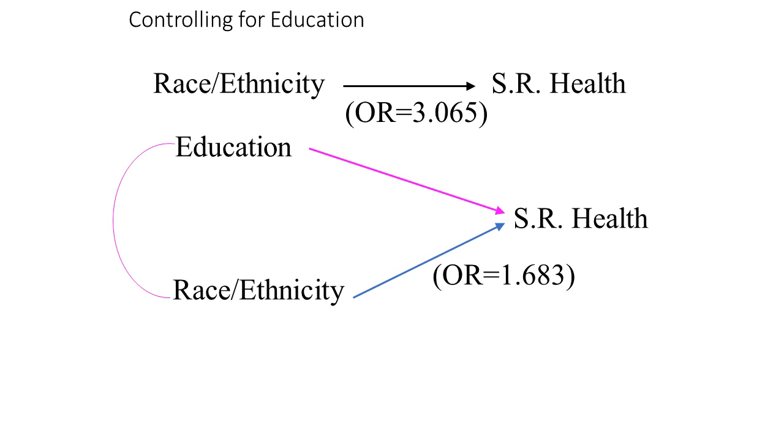Then, by including education in the logistic regression model, the black arrow was separated into two pathways: the pink pathway, which goes through education, and the gray pathway, which is more direct, in that it does not go through education. Because both of the pathways represent associations in the same direction, the association between race/ethnicity and self-reported health, corresponding to the gray arrow, is weaker than that corresponding to the black arrow, as reflected in the different values of odds ratio, 1.683 versus 3.065.